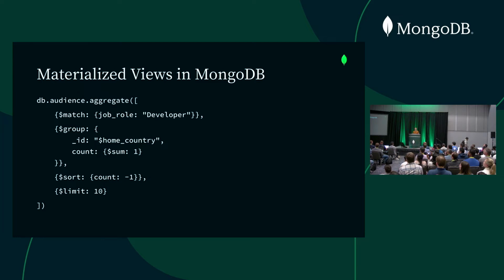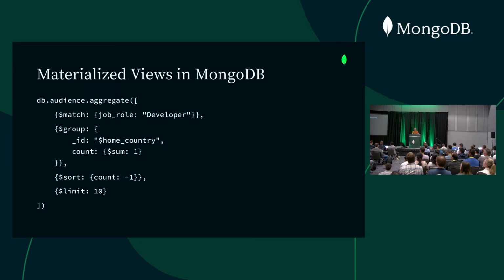A materialized view is just a fancy name for storing a result of an aggregation in a collection. Here I have an aggregation pipeline. If you're not familiar with the aggregation framework, these pipelines consist of different stages. Here I have 4 stages: a match, a group, a sort, and a limit. Each stage processes the data in some way and then passes the result on to the next stage.